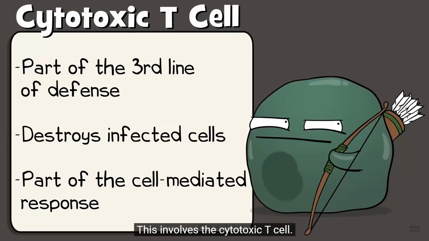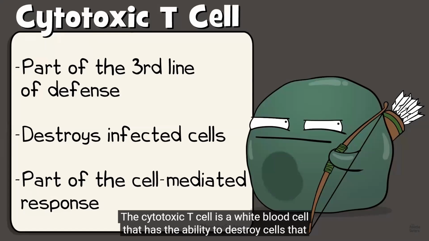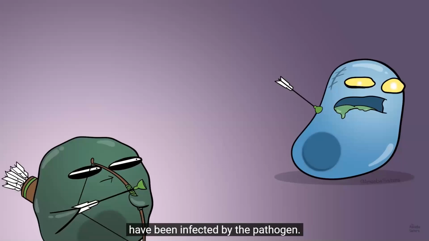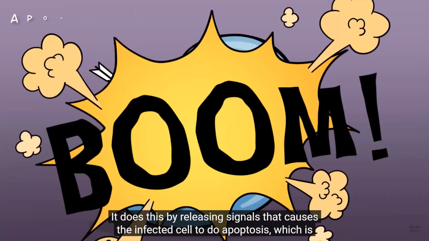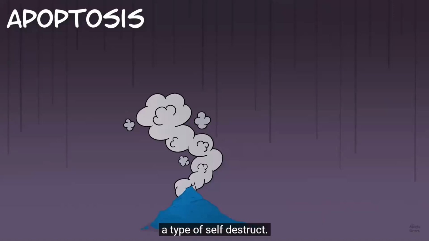Cell-mediated. This involves the cytotoxic T cell. The cytotoxic T cell is a white blood cell that has the ability to destroy cells that have been infected by the pathogen. It does this by releasing signals that cause the infected cell to do apoptosis, which is a type of self-destruct.